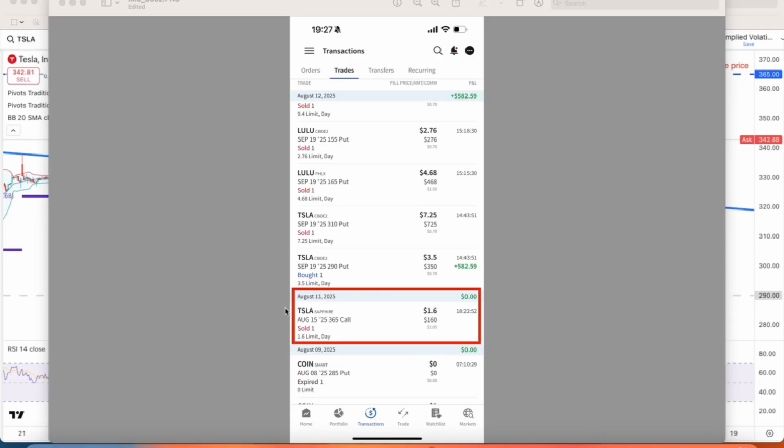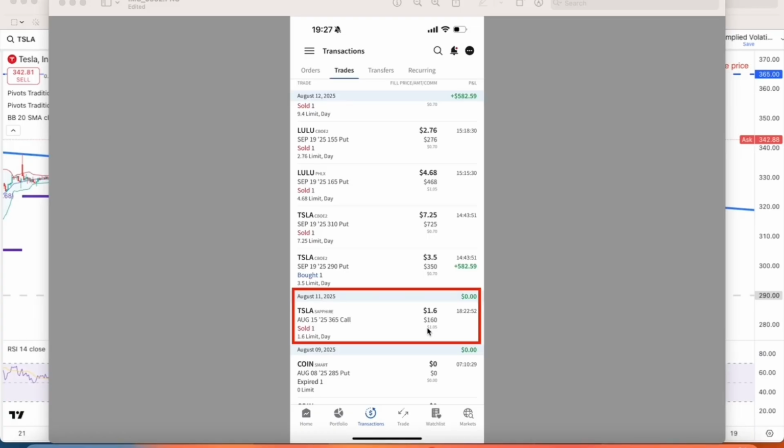So yesterday, August the 11th, I sold a naked call on Tesla expiring August 15th, so a 4-day trade, at the $365 strike. For that, I collected $160 of premium. So on a 4-day trade, $160, which I think the margin was about 3-4 grand, is a pretty decent return for 4 days.